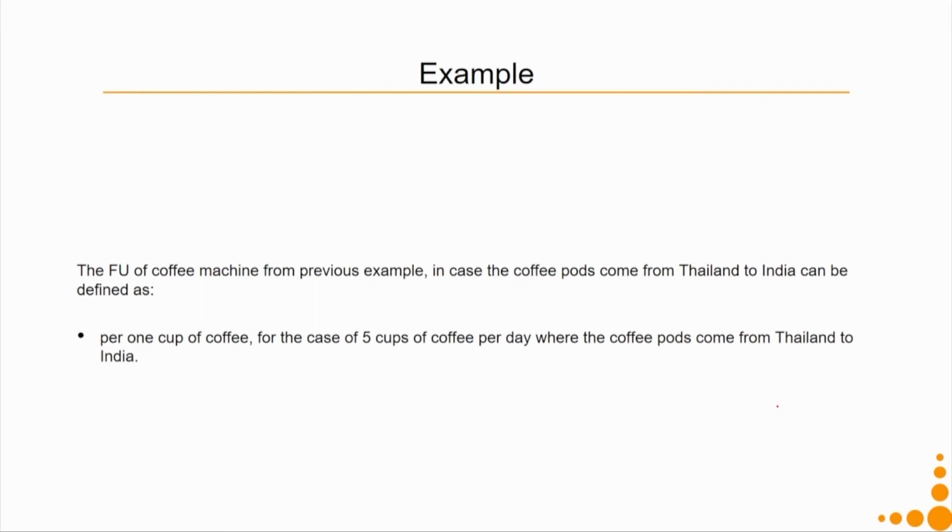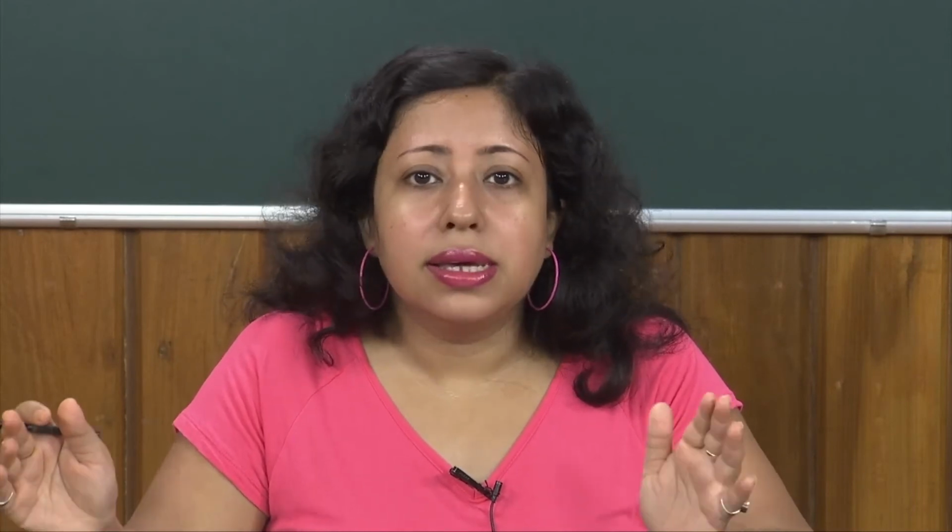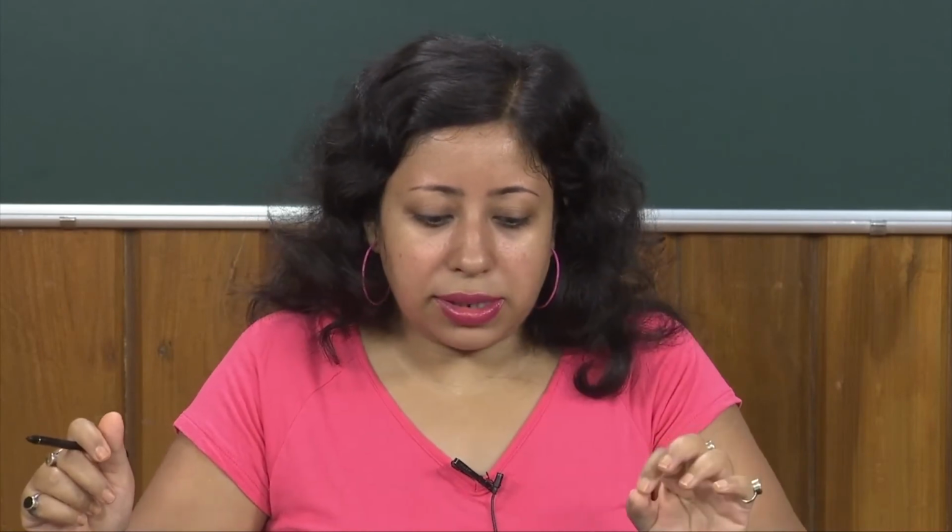So say for example, the functional unit of the coffee machine from the previous example, in case the coffee pods were supposed to come from Thailand to India. Now you can see that 1 cup of coffee can be made with 1 coffee pod, and each of these coffee pods is being shipped from Thailand to India. That is the scenario of usage. So transport here becomes a big eco burden for my product in the use phase. So in this case my functional unit will change.